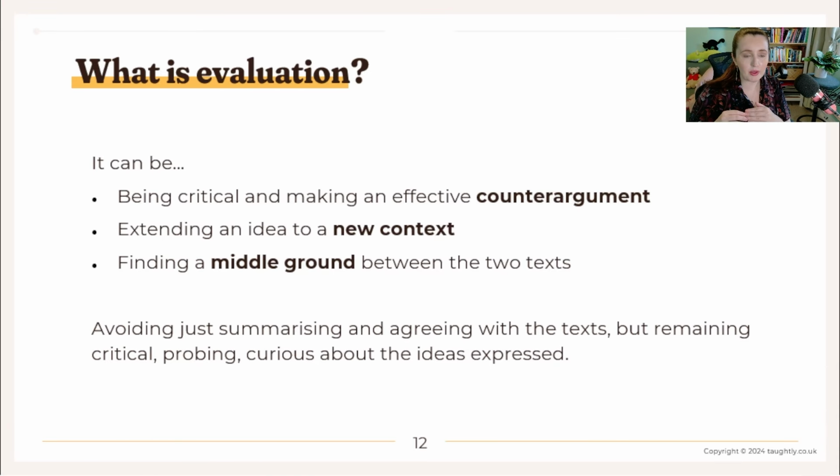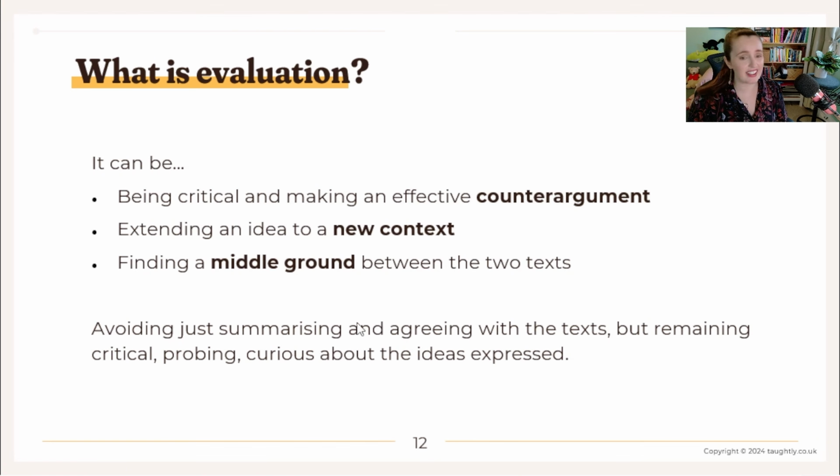You know, is there a space where, okay, there's benefits to being informal and being close with your workmates, but there's definitely a line. Don't become too informal where it can jeopardise your career prospects. And we're going to find maybe somewhere in between the two texts. We are going to avoid just summarising and agreeing.